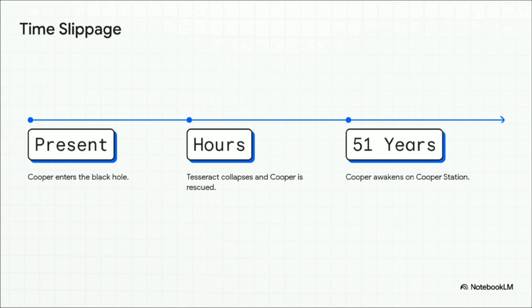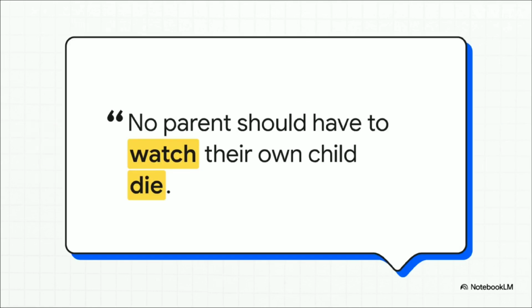Thanks to the data he transmitted, humans successfully evacuated Earth. On Cooper Station, he finally gets the reunion he sacrificed everything for. But it is intensely bittersweet. Because of the massive time slippage, his daughter Murph is now an incredibly old woman on the verge of death, while Cooper looks the exact same as the day he left. In a truly heartbreaking moment, she urges him to leave, delivering this powerful line: "No parent should have to watch their own child die." Heeding her wise words, Cooper realizes his journey isn't over yet.